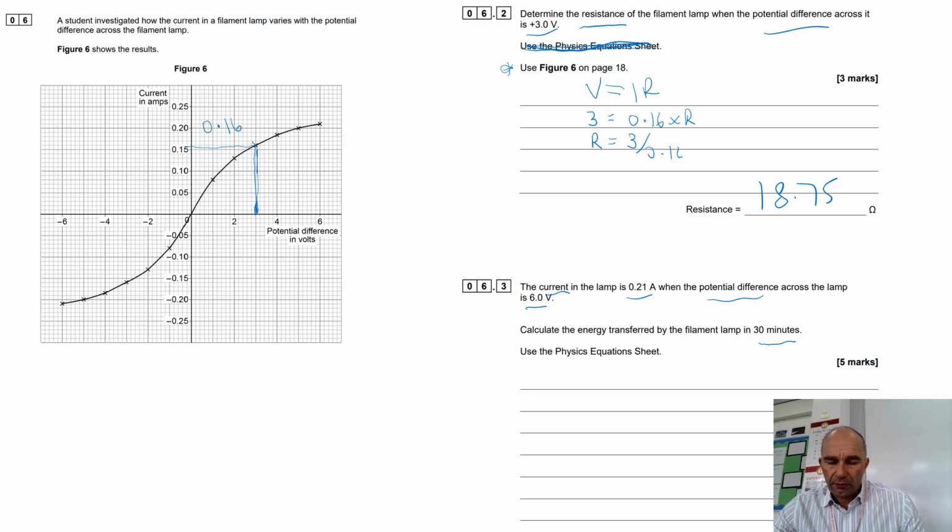Use the physics equation sheet. Well, again, we've got to ignore that bit because you're going to have to know your physics formulas. But this is a great question. There's 2 ways in which you can do it.